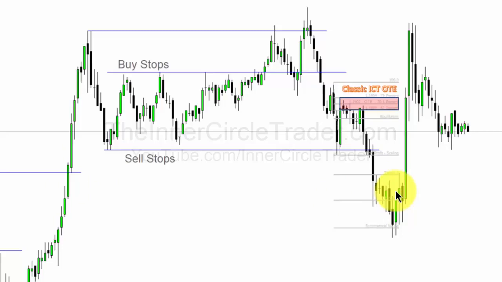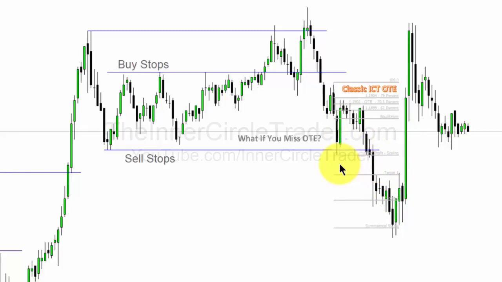But what happens if you don't have the classic ICT optimal trade entry on your chart? Say you miss it. What do you do? Well, if you don't get into that Fibonacci 62 to 79 retracement level as that bounce occurs here, what are you left to do? Do you just let the trade go?